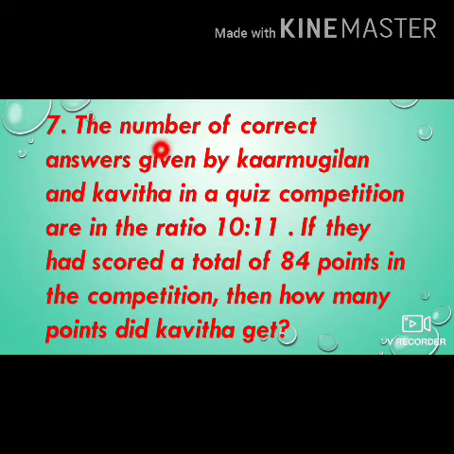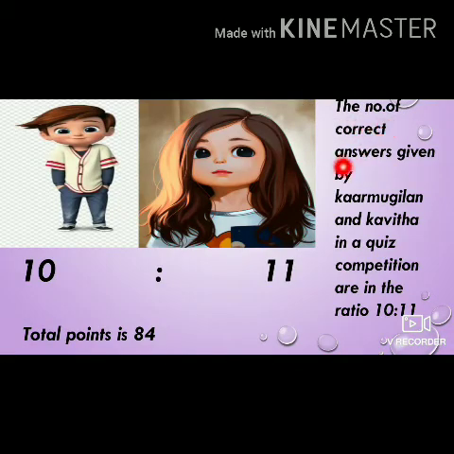7th sum. The number of correct answers given by Karmugilan and Kavita in a quiz competition are in the ratio 10:11. If they had scored a total of 84 points in the competition, then how many points did Kavita get? That is 10 parts for Karmugilan and 11 parts for Kavita, and the total points is also given, that is 84 points. You have to find how many points Kavita got.